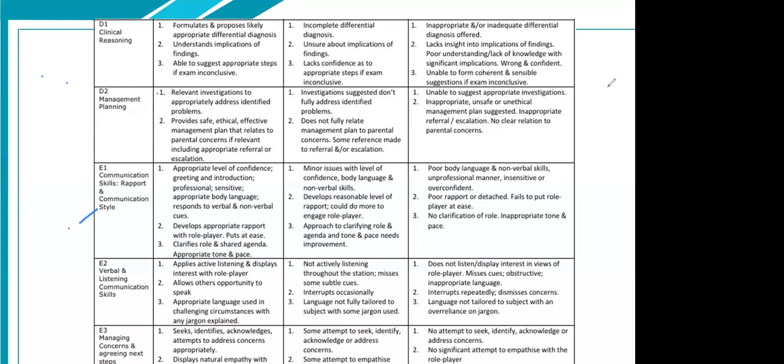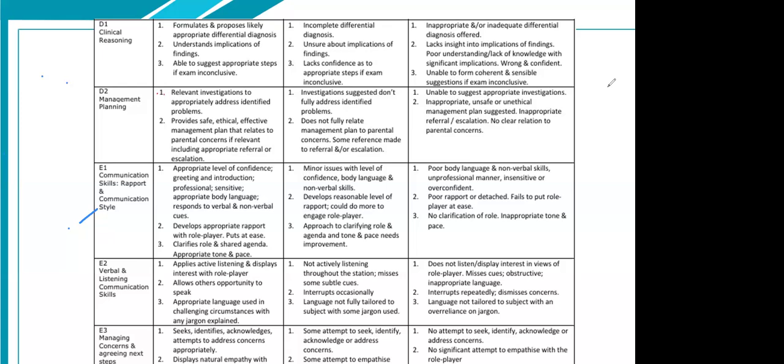Then communication skills and rapport. This is the core of this exam. If you want to ask me what is the core thing that is going to get you through this exam, it is your communication. Because this communication is not just in your communication stations. This is marked in your clinical stations, in your history station, in your development station, and in your communication stations. So this is the core basic of this exam, that you have to develop a good communication style, good rapport.